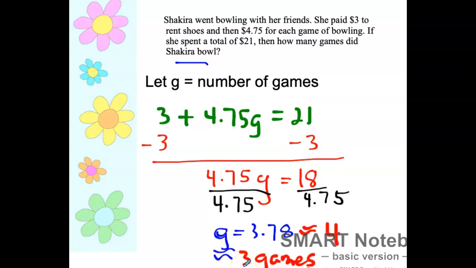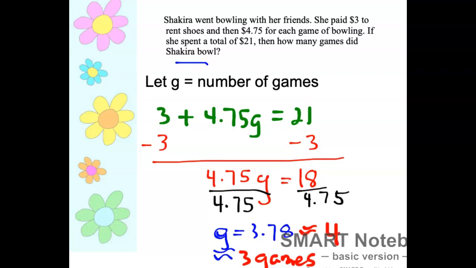All right, so sometimes rounding off doesn't make sense in some problems. It depends on what the problem is. In this case, she doesn't have enough money to play for 4, because it's 3.78 and she only paid 21. Maybe if she added more money, she could play 4 games. So she was able to play only 3 games.